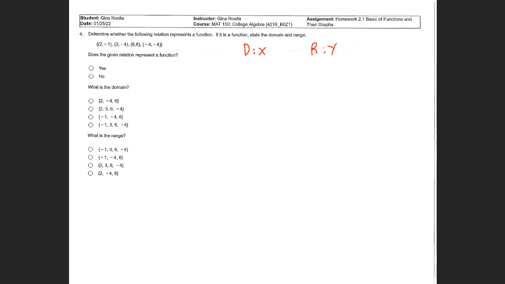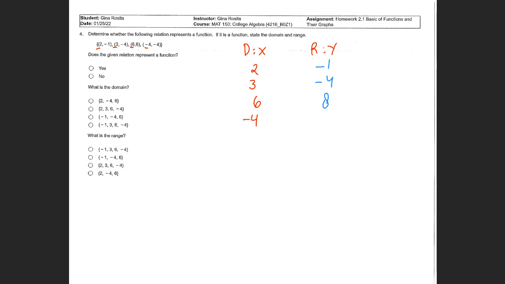Let's write down the domain: 2, 3, 6, negative 4. Now look at Y: negative 1, negative 4, 6, negative 4. So I don't need to write negative 4 twice.